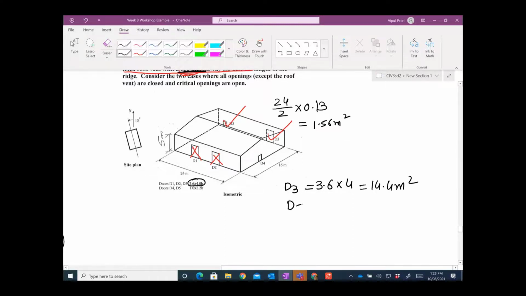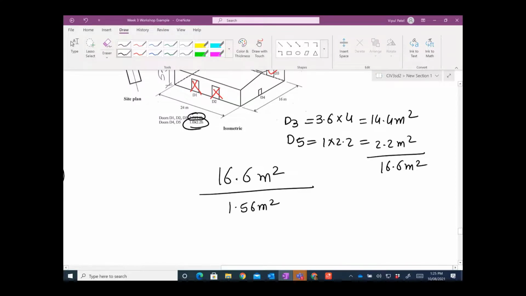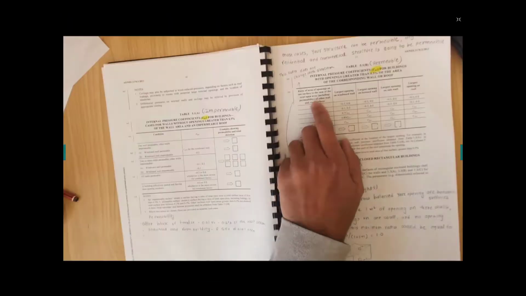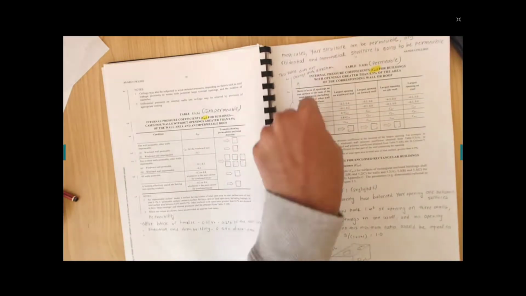And you have D5 open. D5 is 1 times 2.2. That is 2.2 meters square. So 14.4 plus 2.2, you have 16.6 meters square. So the top one is 16.6 meters square opening, and the remaining opening on the other surface is 1.56 meters square, right? The air vents. So you will get this ratio of 10.6. So in that case you have 10.6, which is greater than 6. This ratio is greater than 6.